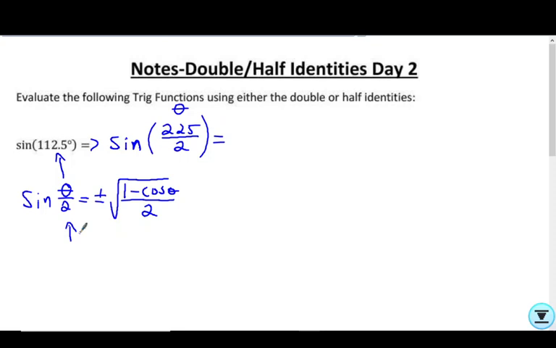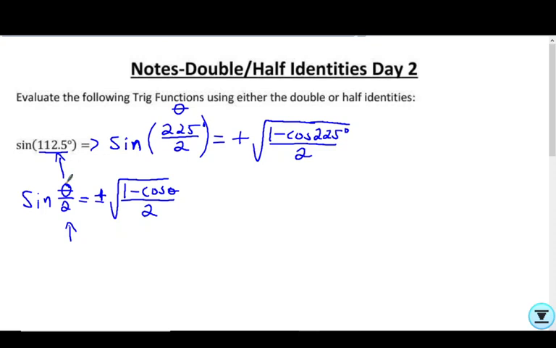Now, the plus or minus, since 112.5 is in the second quadrant, we're going to be using the positive one. And it's going to be the square root of 1 minus cosine of 225 degrees. And that's how the half angle identity works. Okay? So this angle right here is half of 225, and that's what we use to plug in for our theta.